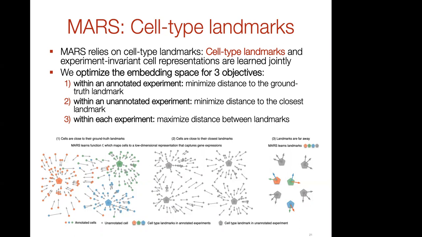Within each unannotated experiment, where we don't have the ground truth label of a cell in terms of its cell type, and therefore we don't have a ground truth landmark, we will still strive in an unsupervised manner to minimize the distance between the embedding of a cell and its closest landmark. So the model has a desire to embed a cell close to one landmark.